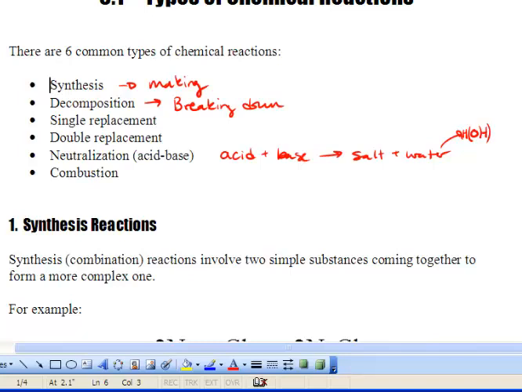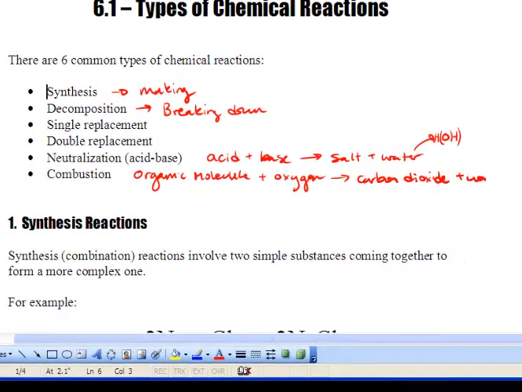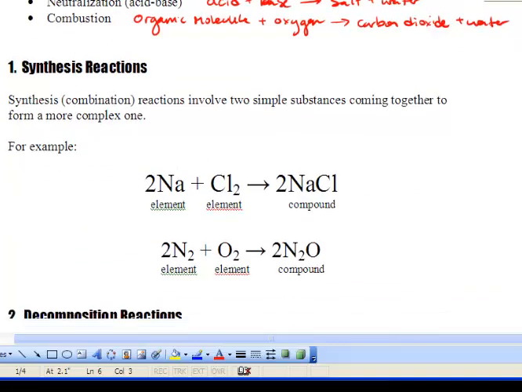Next, we've got combustion, and this deals with our organic chemistry that we just covered. So we have an organic molecule, and it's usually a hydrocarbon, and we add oxygen, and we get CO2 plus water every single time. And we also get a little bit of heat and energy. All right, so let's look at those just a little bit further.